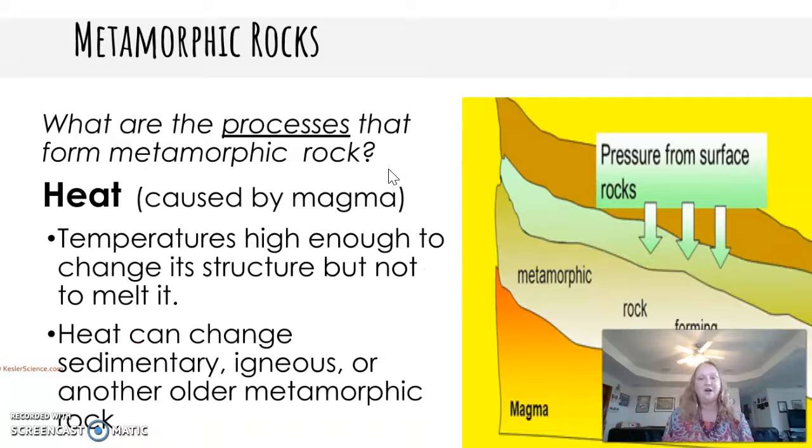The heat is caused from magma. The temperatures are high enough to change its structure, but not to melt it. And then that heat can change sedimentary, igneous, or another metamorphic rock into metamorphic rocks.